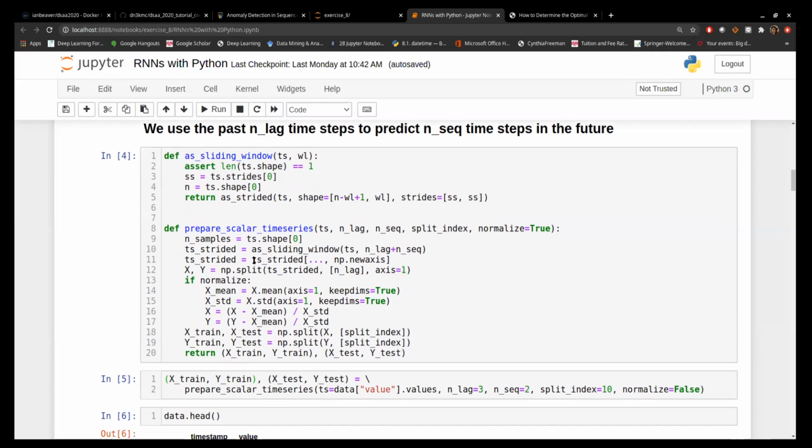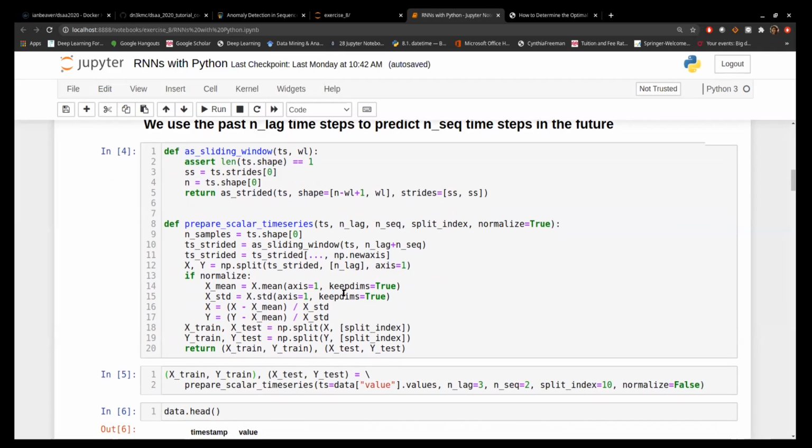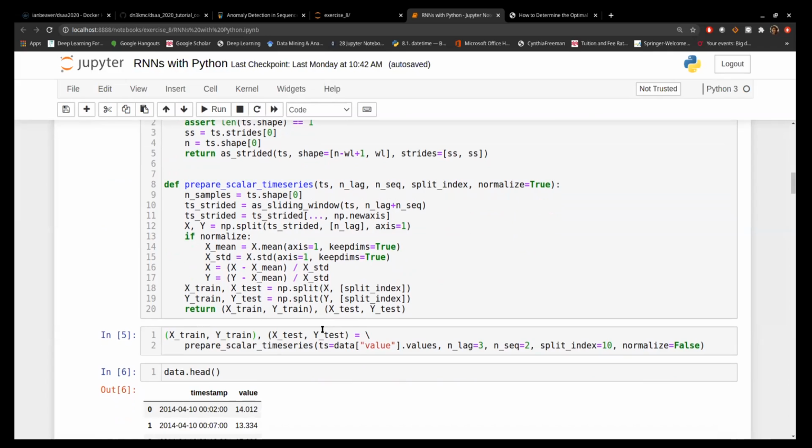So let's experiment with that function. In this toy example, I'm going to set N lag to be 3, and then set N sequence equal to 2. That means we're going to use 3 time steps in the past to predict a window of 2 time steps in the future. So elements of X will be 3 time steps long, and elements of Y are going to be 2 time steps long. And I set the split index between training and test set, just for this toy example, to be 10.